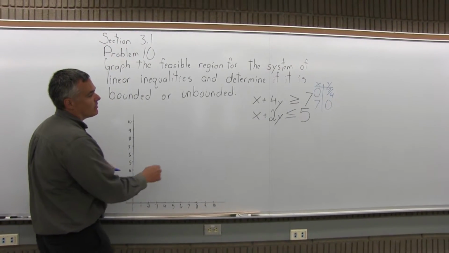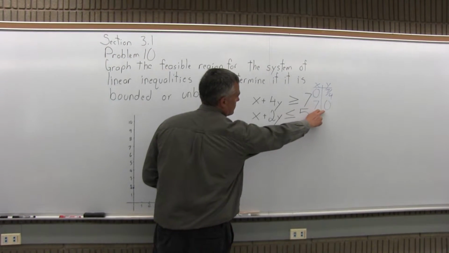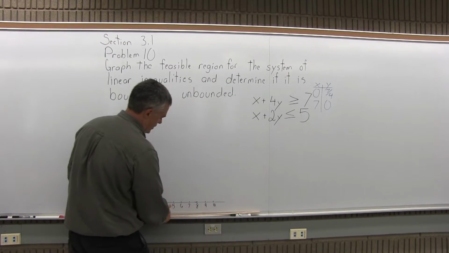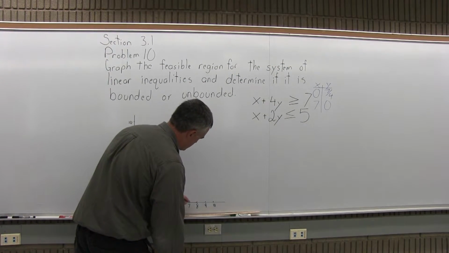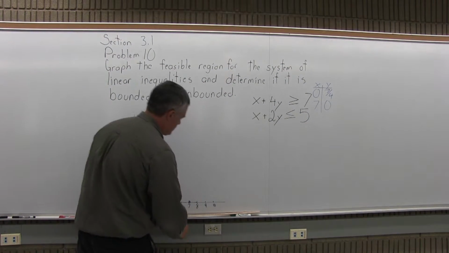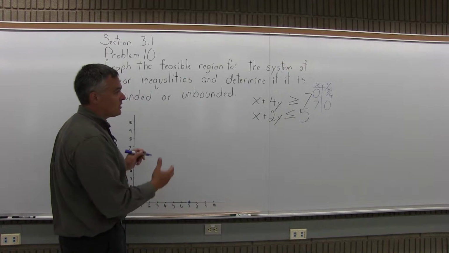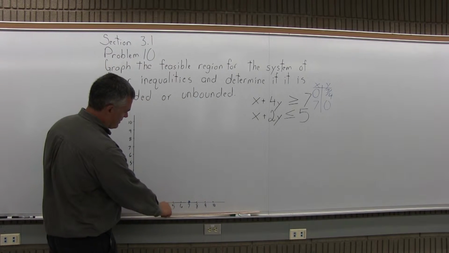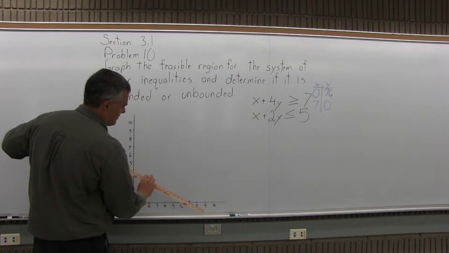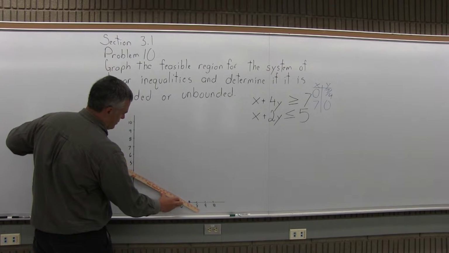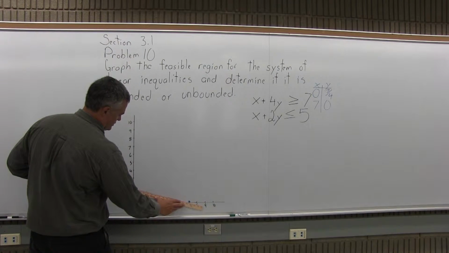And then the other point that made this true from step 1 is 7, 0. So I go over 7, up 0, so right there. And that's step 2, plot the 2 points from step 1 on the graph, so I plotted them. And now step 3, connect the 2 points from step 2 with a straight line.